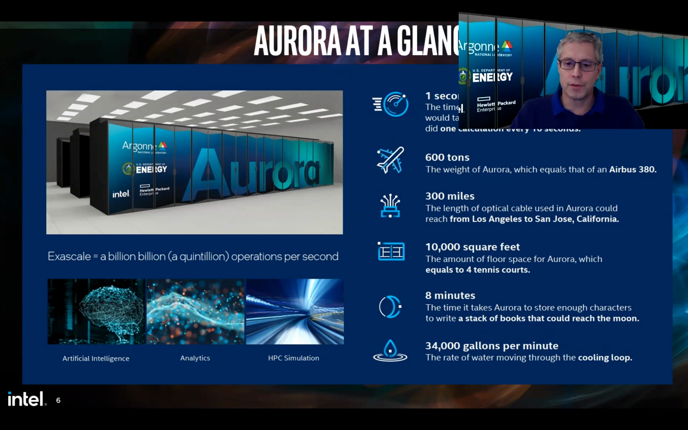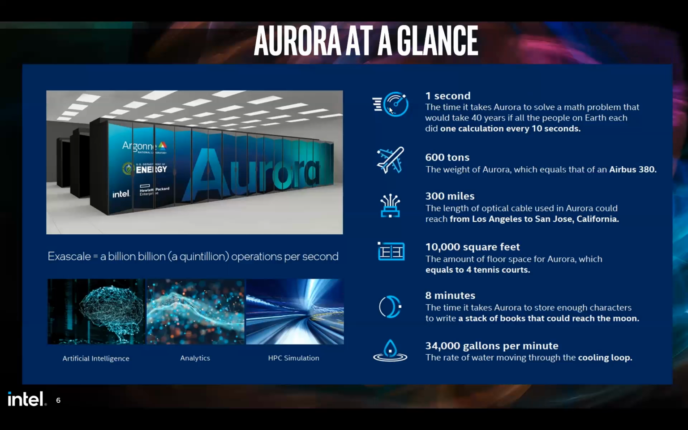But let me just focus on the second to last one, which is that there's a massive amount of data, and I'm going to talk about Deos and discuss how we've integrated Deos into the high-speed fabric. That allows us to achieve that second from the bottom interesting fact, which is that in 8 minutes, Aurora will be able to store enough characters to write a stack of books that would reach to the moon. Again, just a massive amount of data, which is clearly becoming the cornerstone of how we do computation.